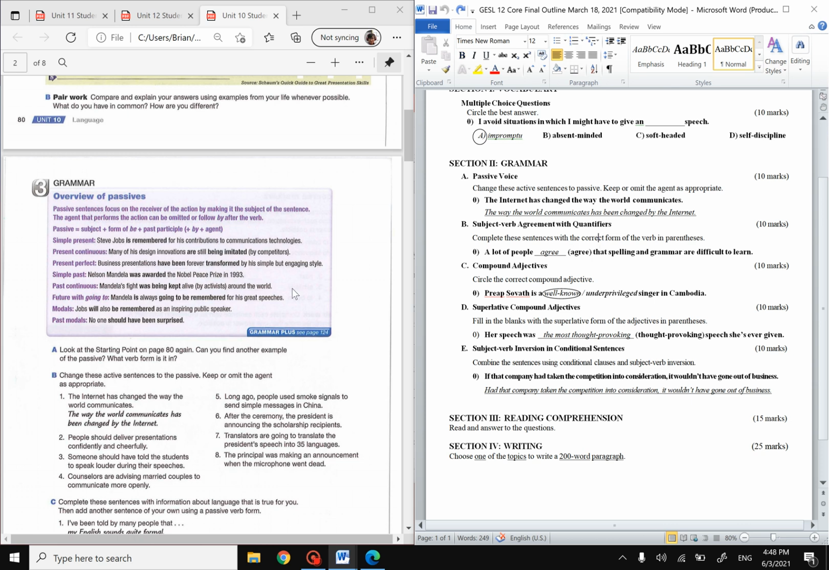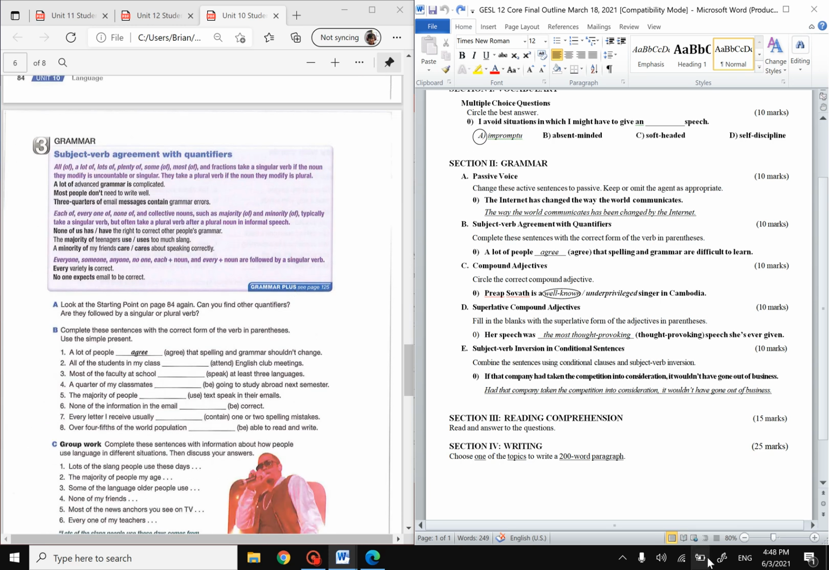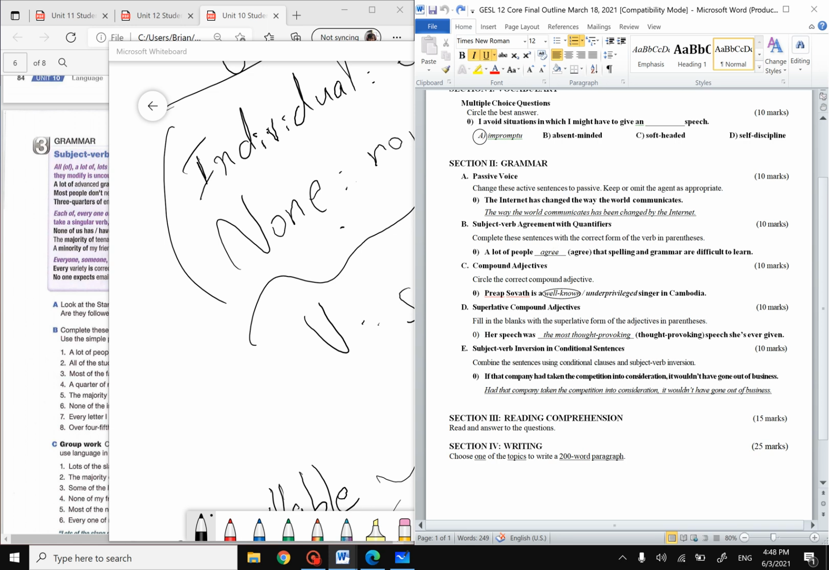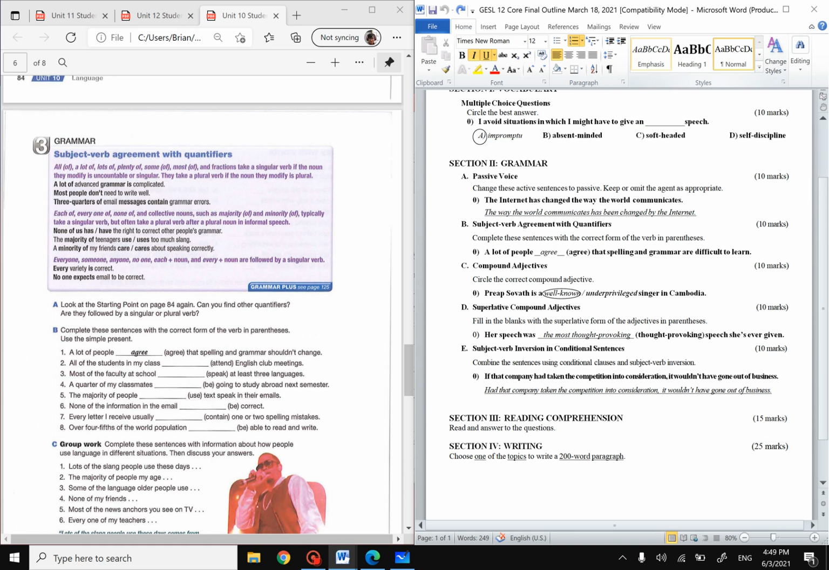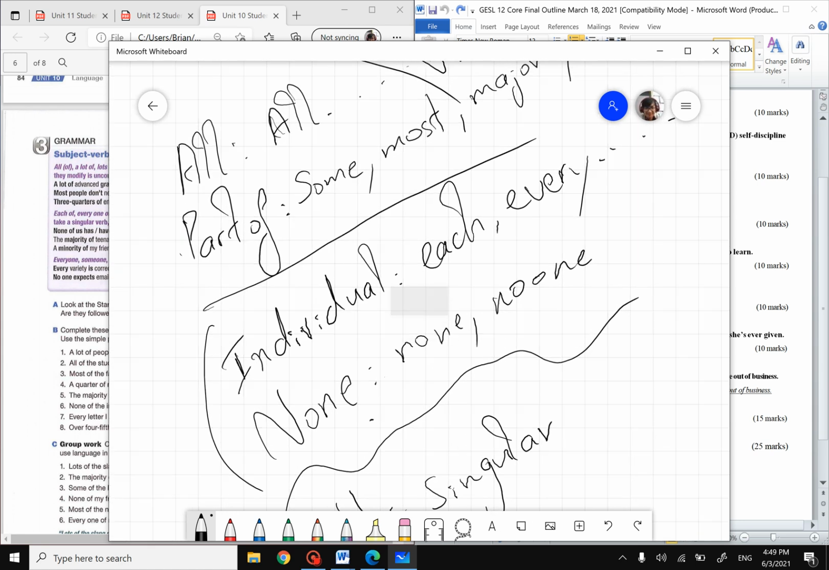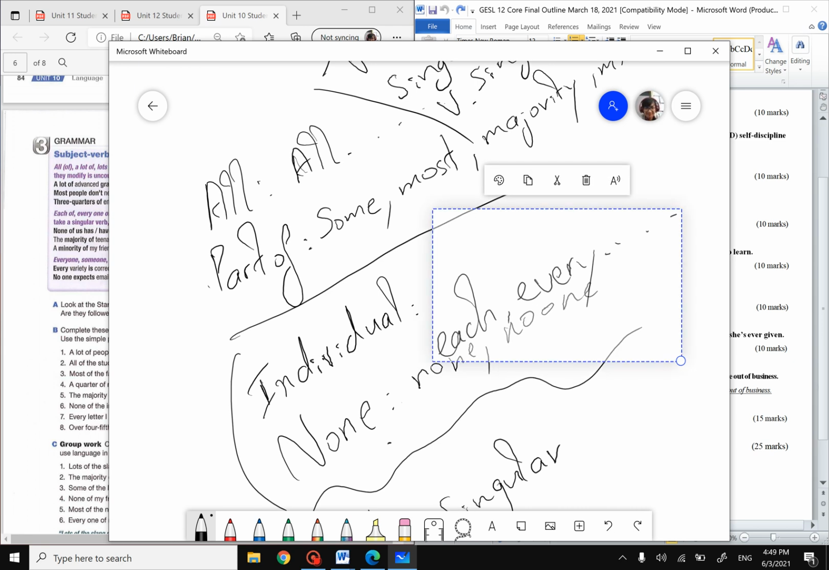Next one is subject verb agreement with quantifier. The exercise is similar to the one we do in the practice. Basically you just fill in the blank with the correct form of the verb, whether the verb is in plural form without s, or in singular form with s. So in this unit, what you have to do is take a look at the subject and verb to see whether they agree with each other or not.